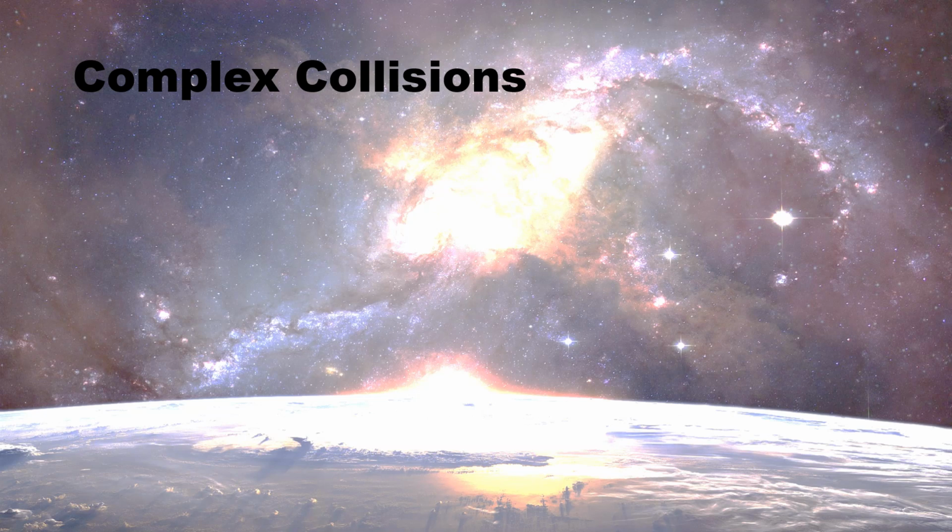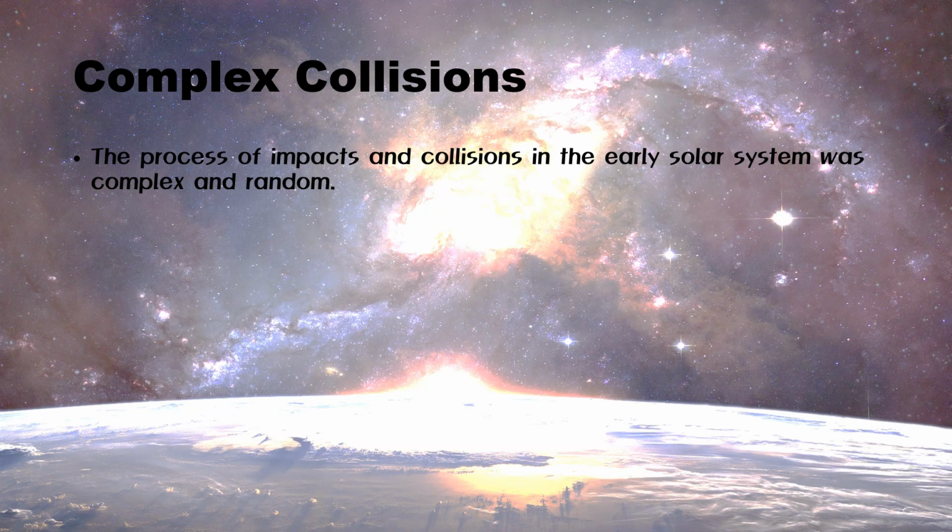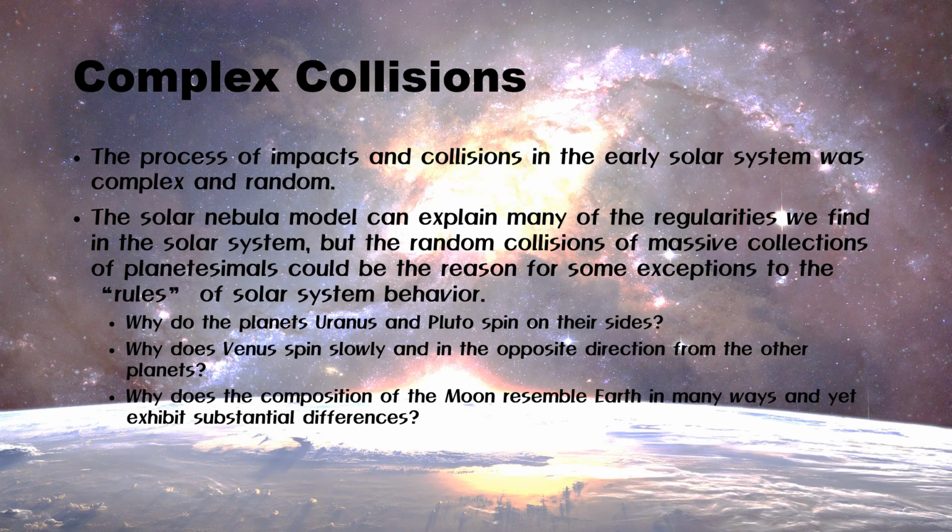Now, these complex collisions, of course, are a driving factor in the formation of our solar system. The process of impacts and collisions was not only complex, but it was also random. The solar nebula model that we assume our solar system formed under can explain many of the regularities that we find in the solar system. But the random collisions of massive collections of planetesimals might be the reason for the exceptions to some of the rules of the solar system's behavior.